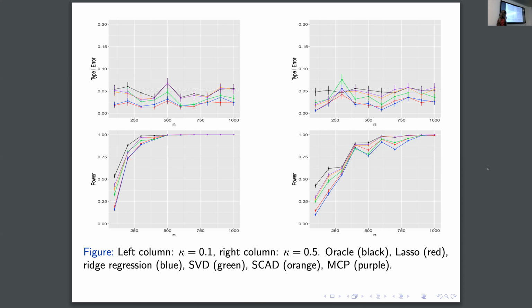And then if you look at the power, for large enough sample sizes, that power is close to 1. So for large enough sample sizes, we're accepting and rejecting in a good proportion of cases in the correct way.